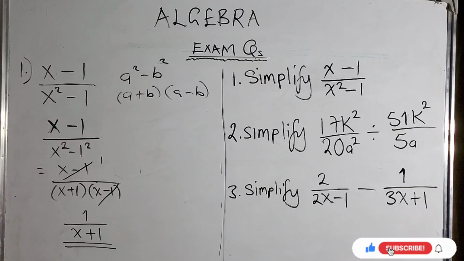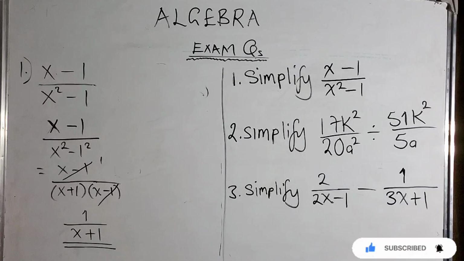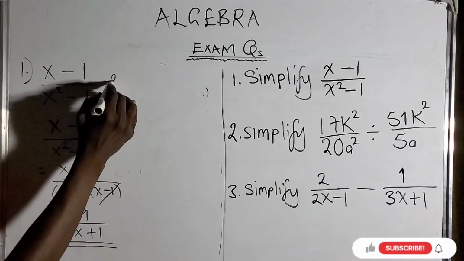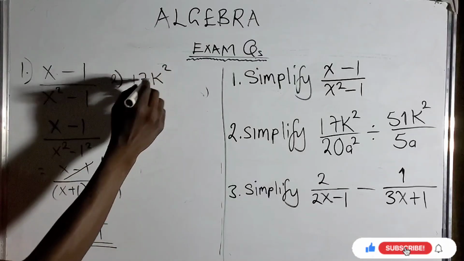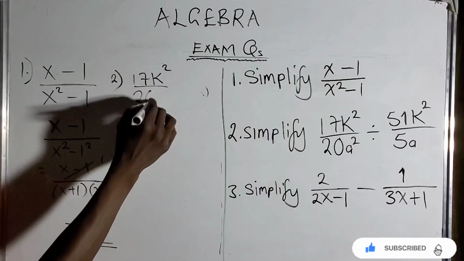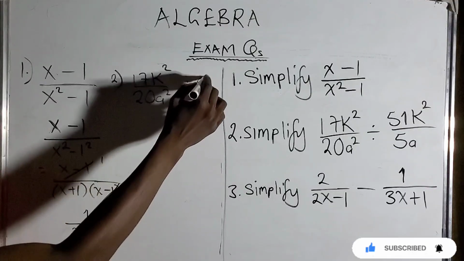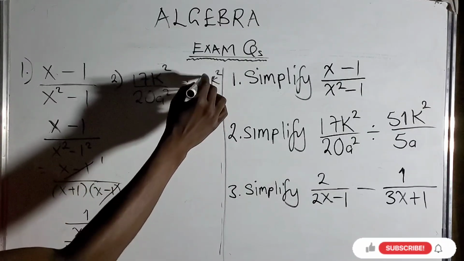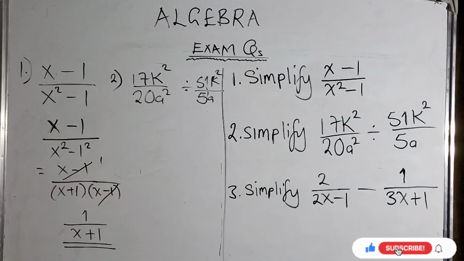Okay, we go to the second question. The second question is saying simplify. Okay, this is also simplified. Question 2, and this is 17k squared over 20a squared divided by 51k squared over 5a. This is simple. This is also 2 marks.